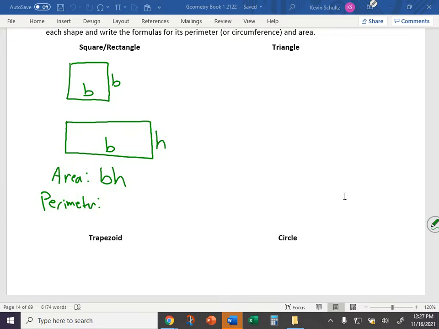How do you get the perimeter of a square or rectangle? And really, you're going to find that this is pretty consistent for all these shapes here. Perimeter is the sum of all the sides.